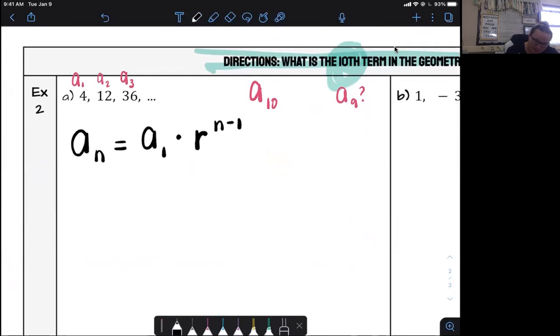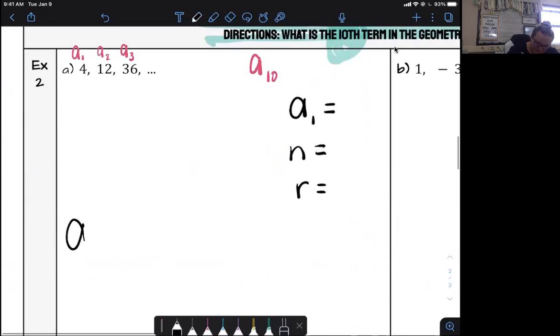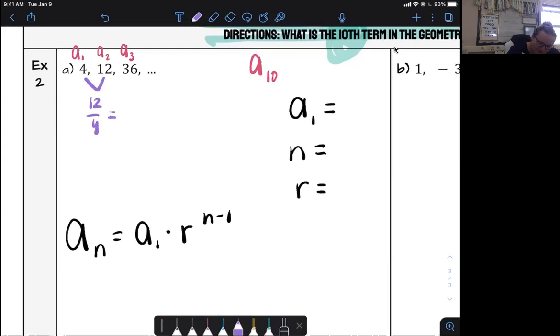All right, so we need to know our first term, we need to know n, and we need to know our common ratio. A sub n is equal to first term times r to the n minus 1. Okay, so let's find our common ratio. So remember, you take 12 divided by 4. You take 36 divided by 12. So 12 divided by 4 is 3. 36 divided by 12 is 3. Those are equal. So we know that r is equal to 3. Our common ratio is 3.